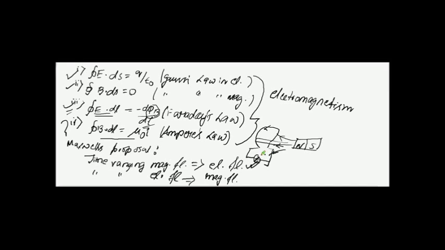So now I want to know what happens when there is a time varying electric field. Will there be generation of a magnetic field? So next we come to the modification of Ampere's law. Now what is the drawback of Ampere's law?